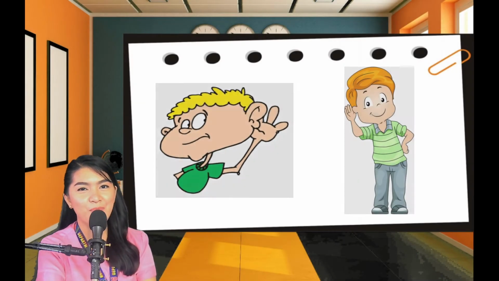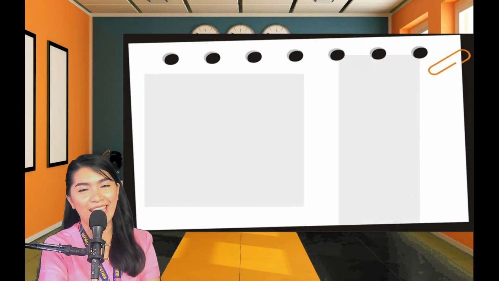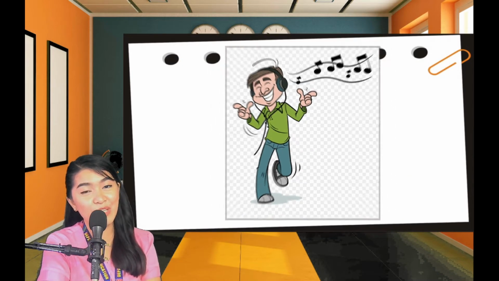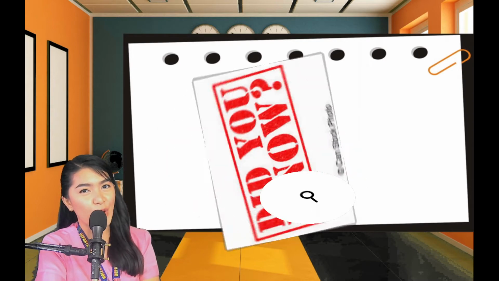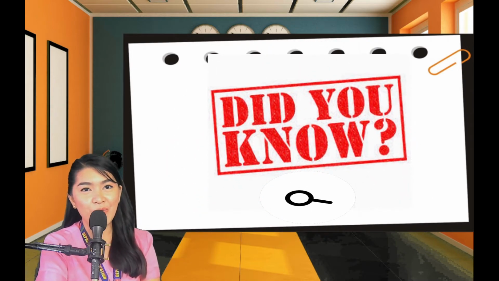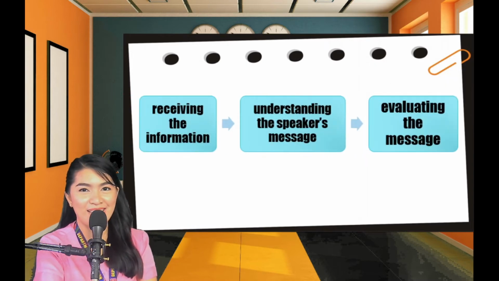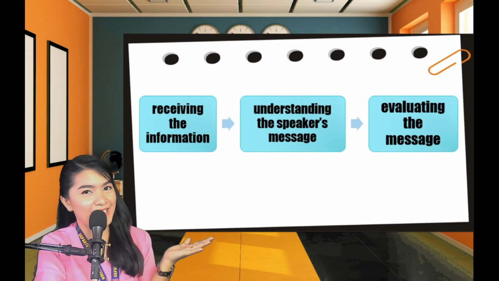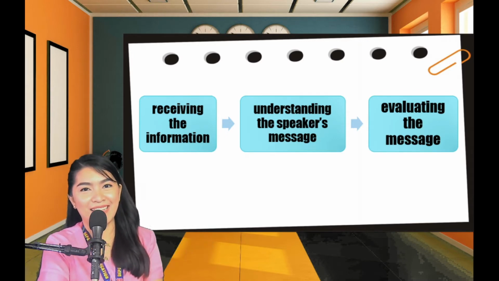Listening is perhaps the most important of all types of communication skills. Every day, we listen to someone who speaks to us, and even to speeches and music. But dear students, do you know that listening undergoes different stages? Yes! These stages are receiving the information, understanding the speaker's message, and evaluating the message.